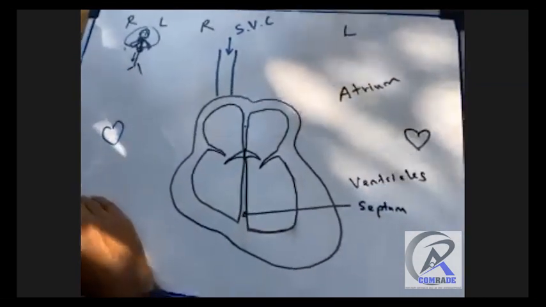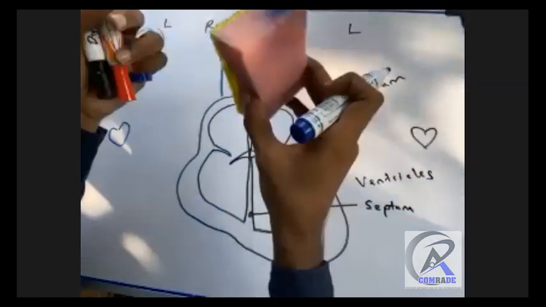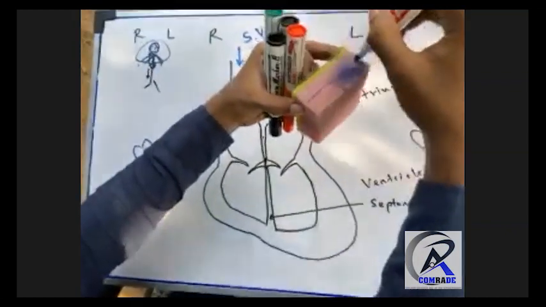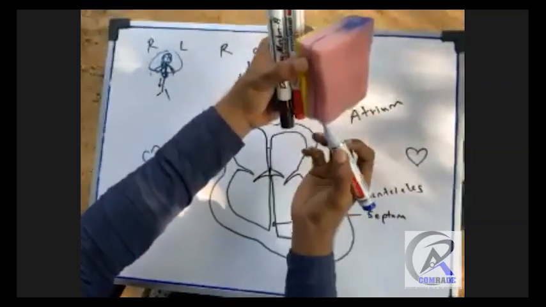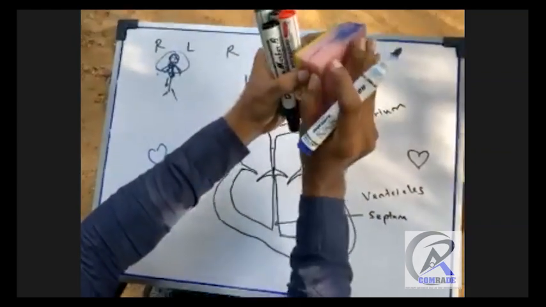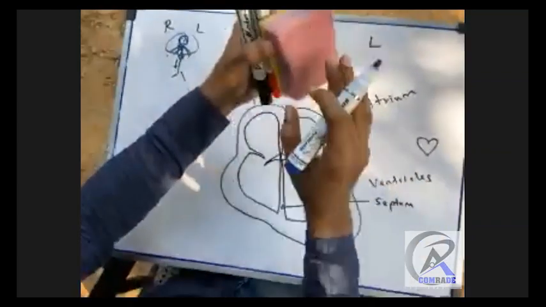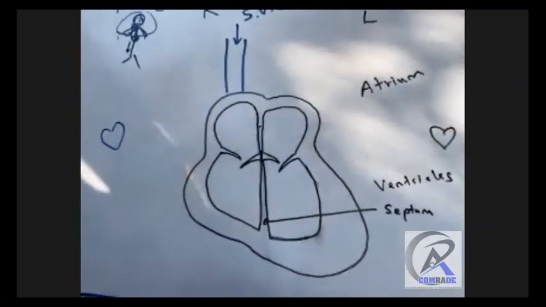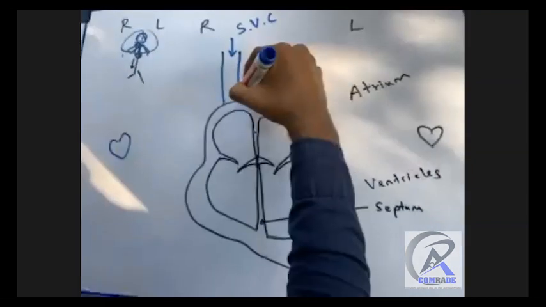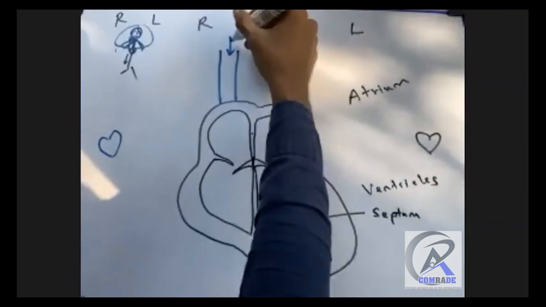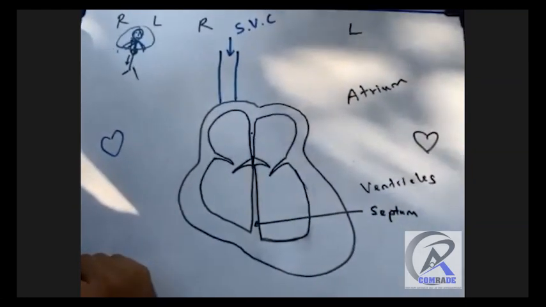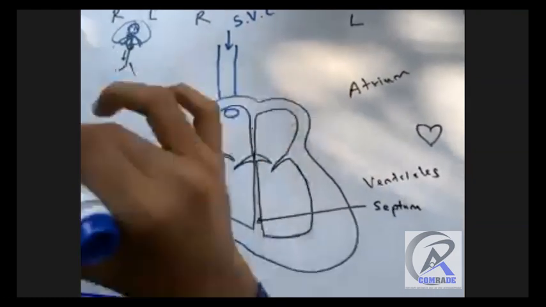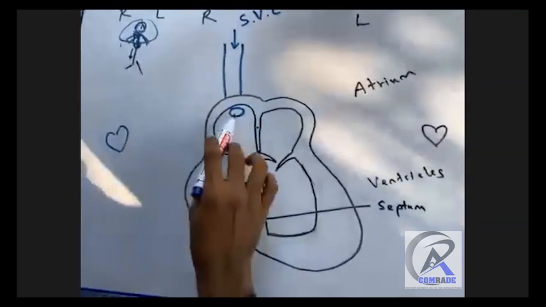This was the heart. I cut it like this. If this sponge is the heart, I cut it from this place, and if I take this part away, then I can see this part. That is the heart cross section. From the middle point, this SVC comes from the top towards the heart and enters from this place. This is the opening of the SVC.